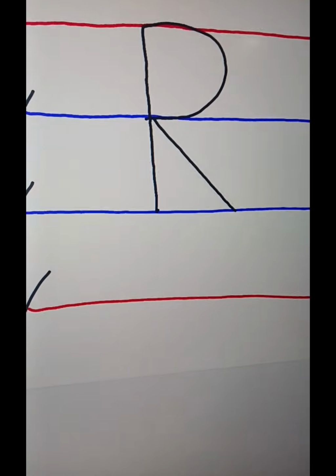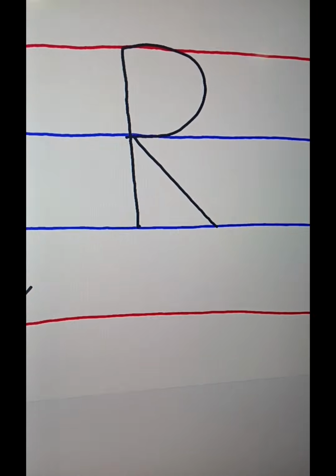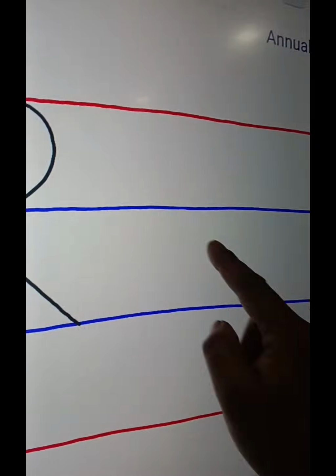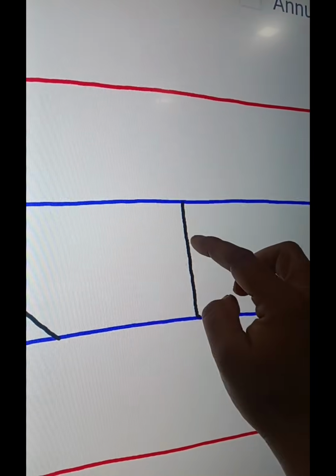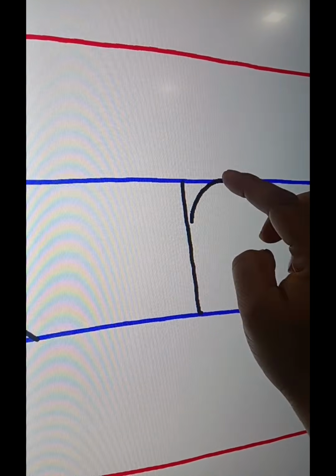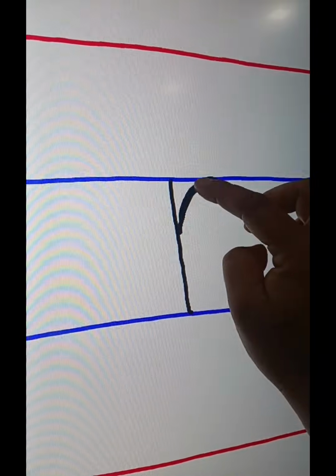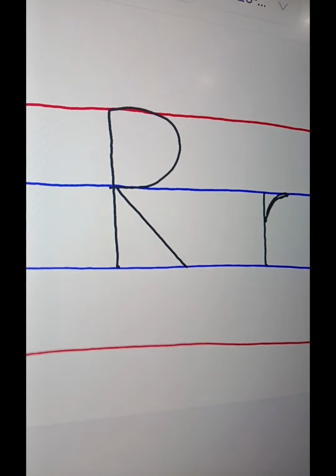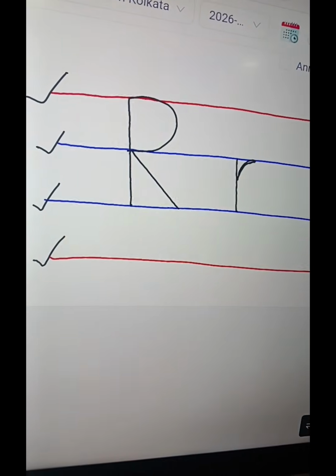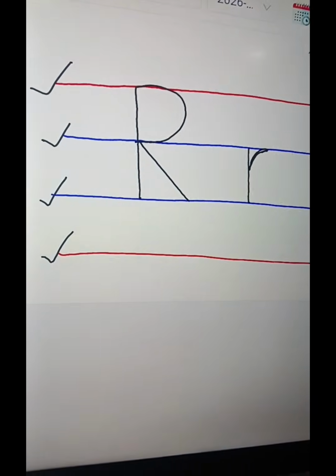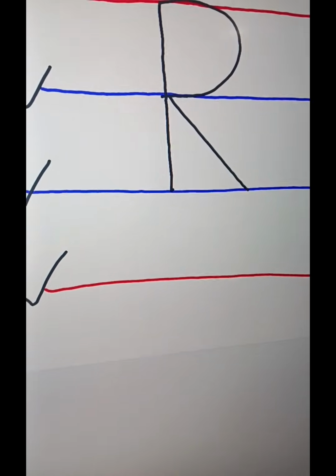Now it's time to learn how to write the lowercase r. First make one standing line and one curved line from its neck. Touch it here from its neck. Okay, so this is how we will write uppercase and lowercase R by following all the 4 lines in our book and copy.